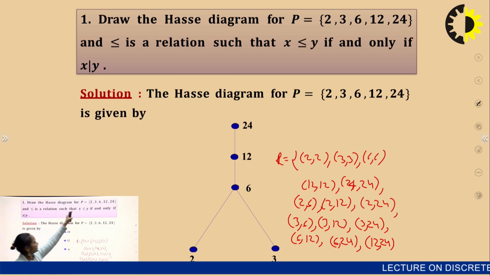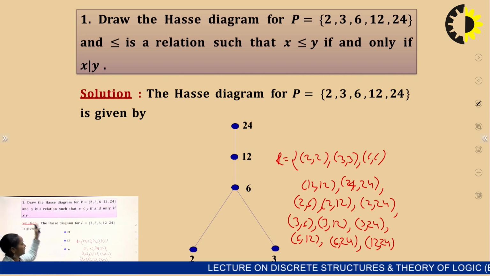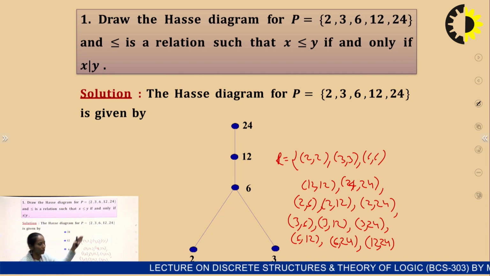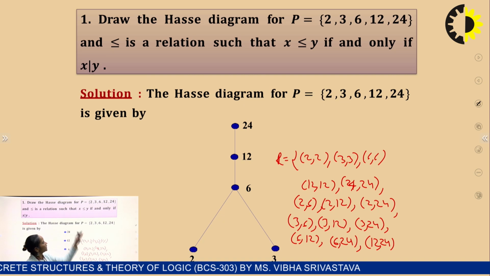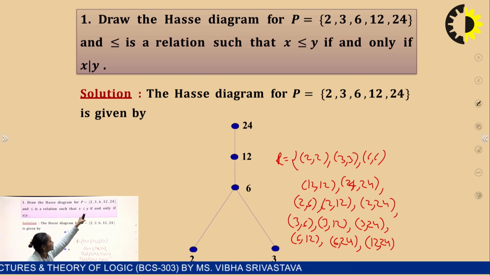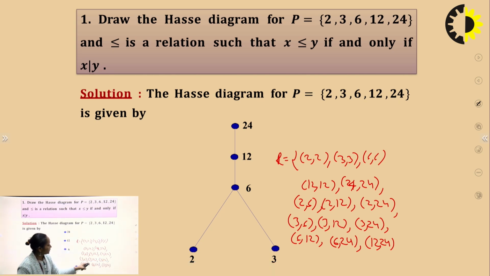I am repeating, this is the set and the relationship is divisibility. So we have to create the relation R with the given relationship. The elements of the relation are (2,2), (3,3), (6,6), (12,12), (24,24). We are considering this set only, and the relationship is divisibility. So the other members of R are (2,6), (2,12), (2,24), then (3,6), (3,12), (3,24), then (6,12), (6,24) and (12,24). Nothing else.